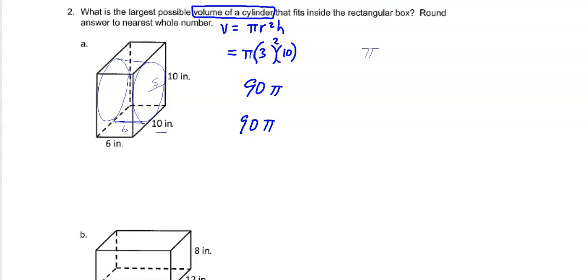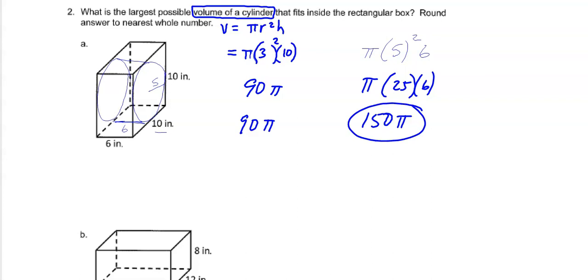So volume is pi r squared h. So a fatter radius but a smaller height. Let's see what happens there. So that's pi times 25 times 6. Well, that's a lot bigger. That's 150 pi. So this one right here is definitely the biggest. And if we want to know to the nearest whole number, 150 times pi, I believe, comes out to be 471.2. So 471 would be our final answer.